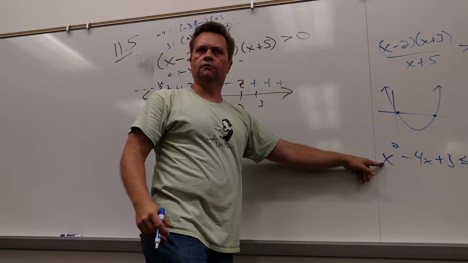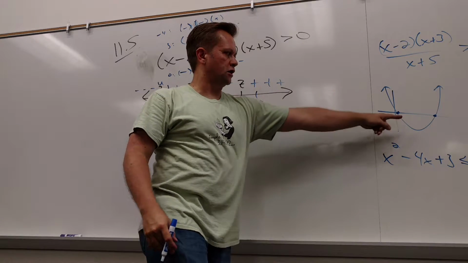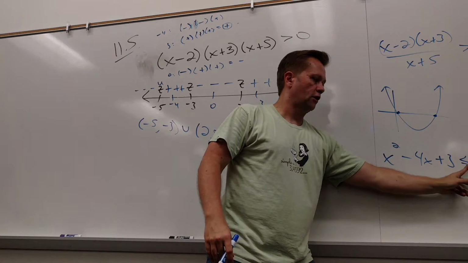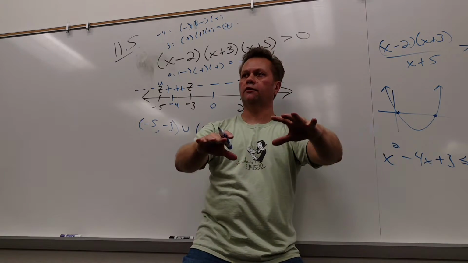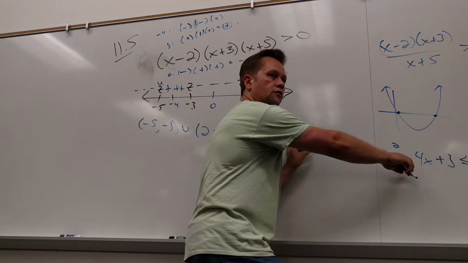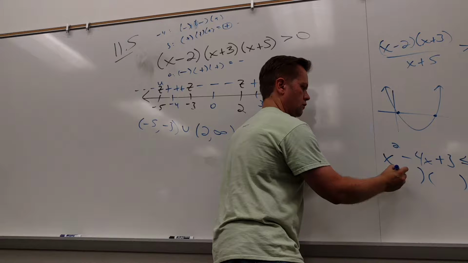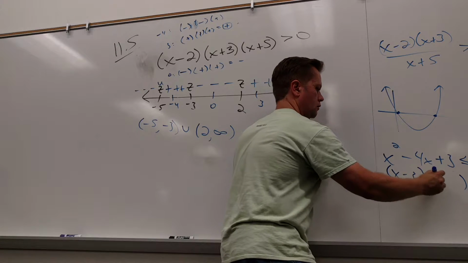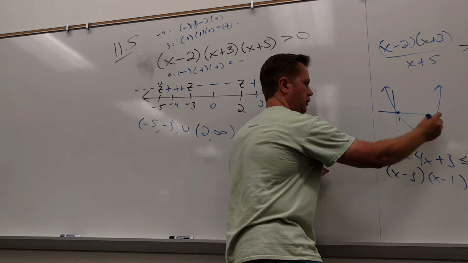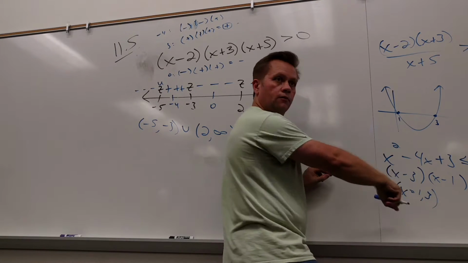Is that up or down? Up. So if I find the intercepts, I want it to be less than 0, so the answer is going to be between those. What are the intercepts for this? How do you factor this? It's like 1 and 3, right? That's a little side work.